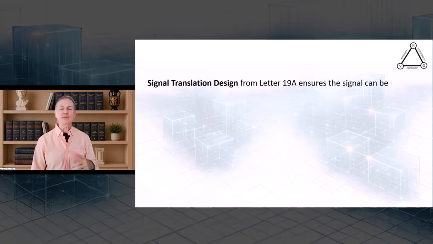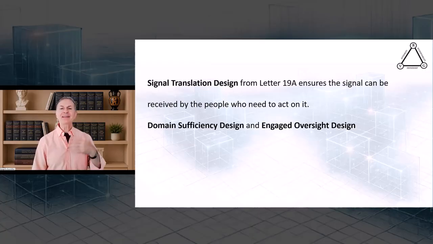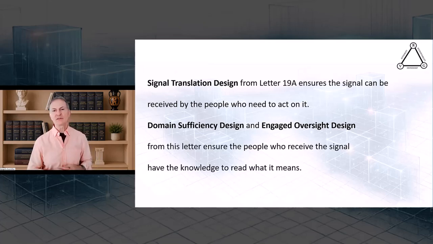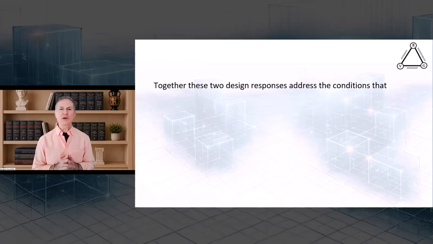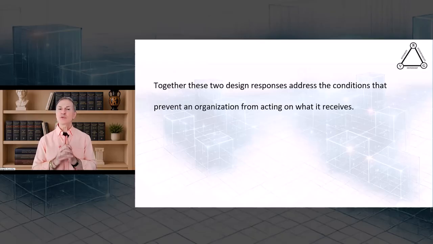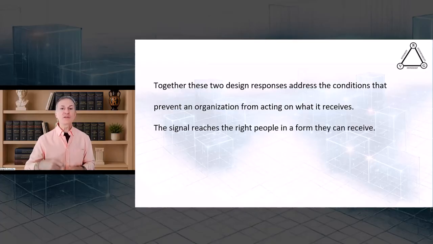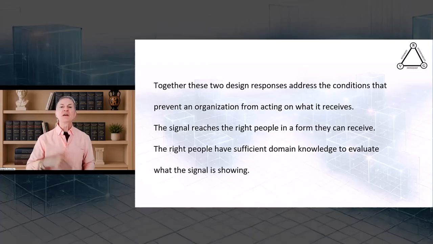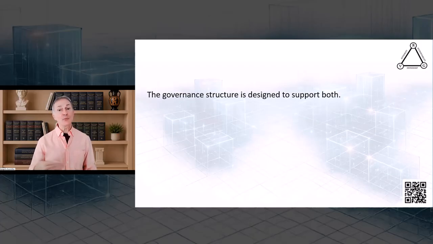Signal translation design from letter 19A ensures the signal can be received by the people who need to act on it. Domain sufficiency design and engaged oversight design, from this letter, ensure that people who receive the signal have the knowledge to read what it means. Together, these two design responses address the conditions that prevent an organization from acting on what it receives. The signal reaches the right people in a form they can receive. The right people have sufficient domain knowledge to evaluate what the signal is showing. The governance structure is designed to support both.